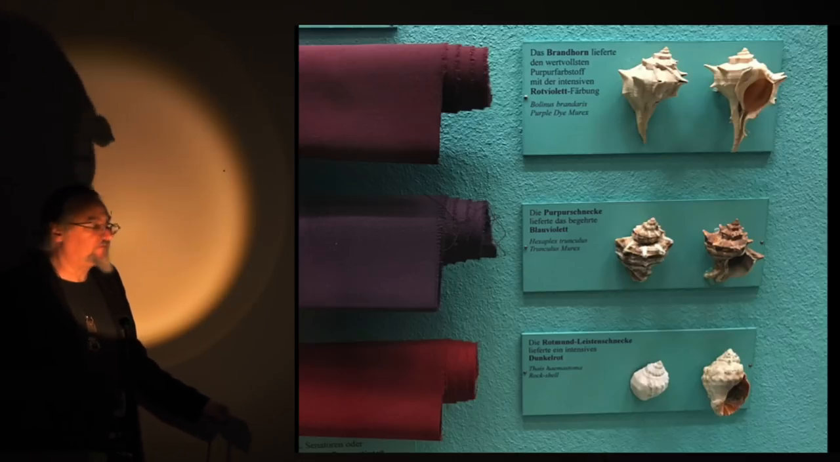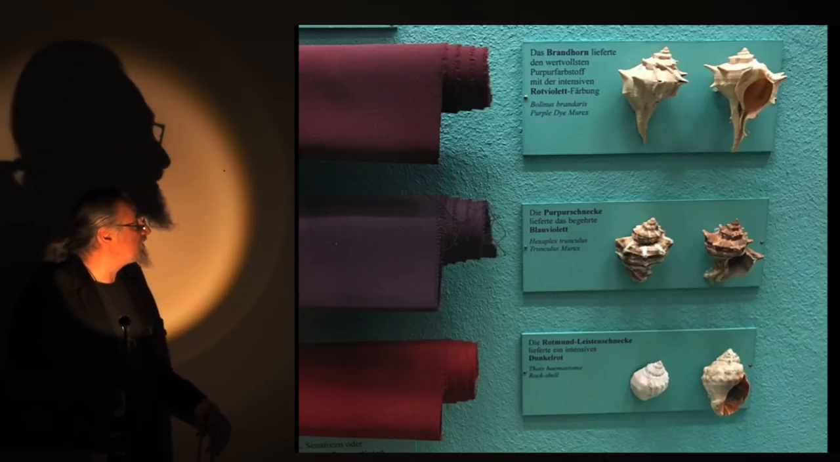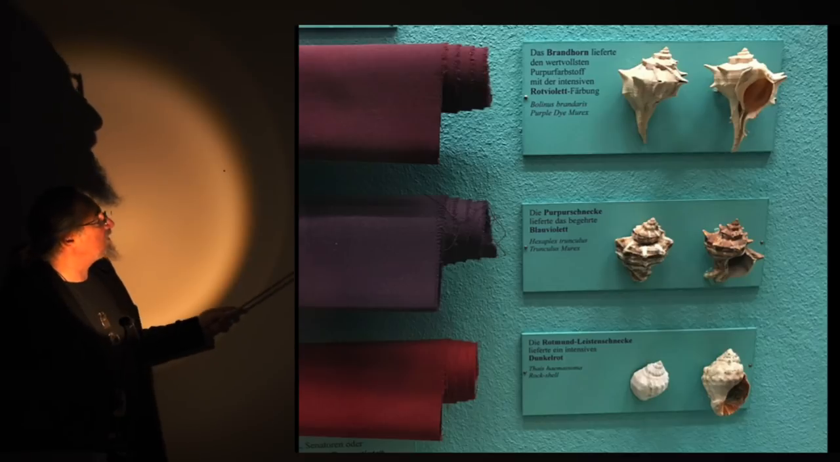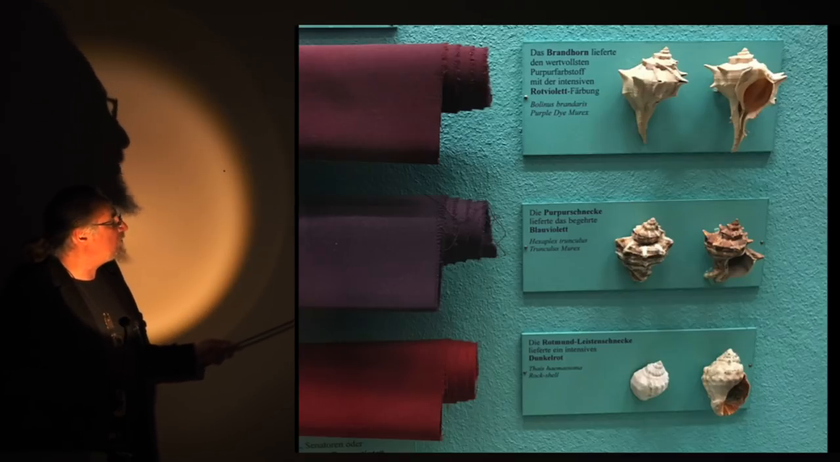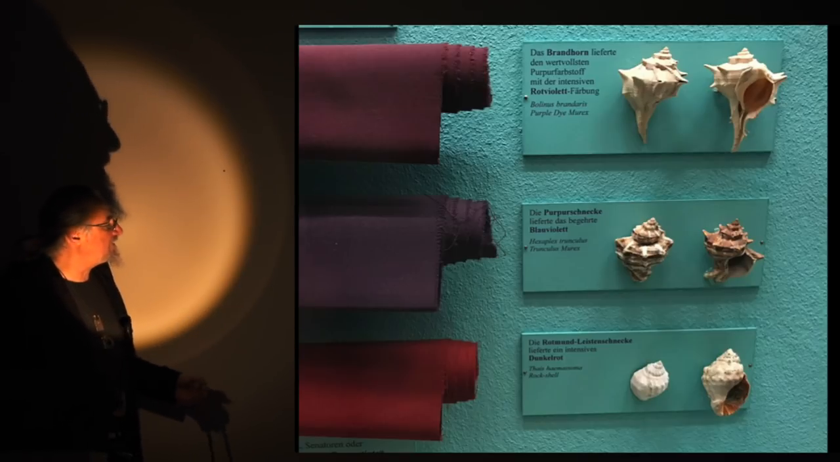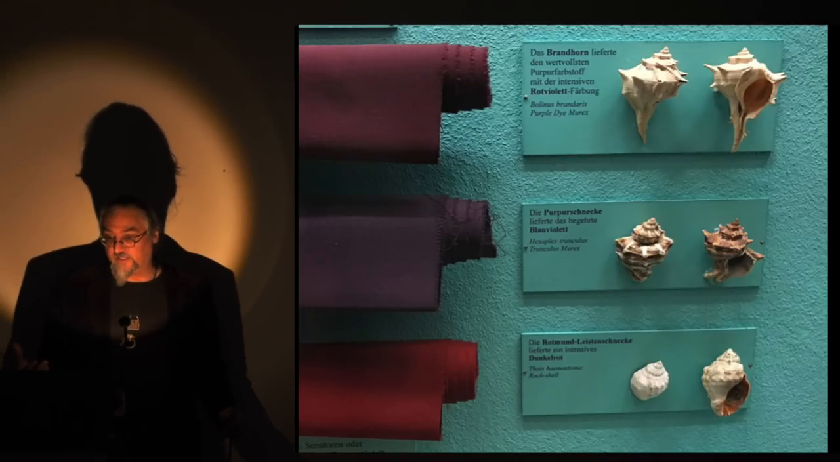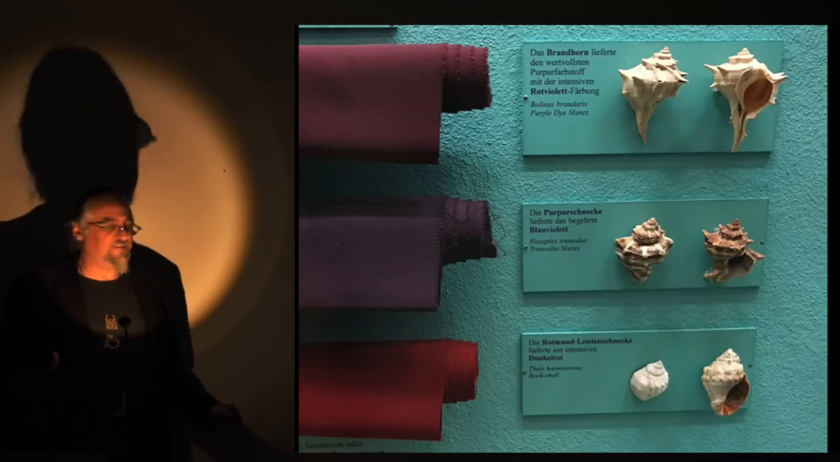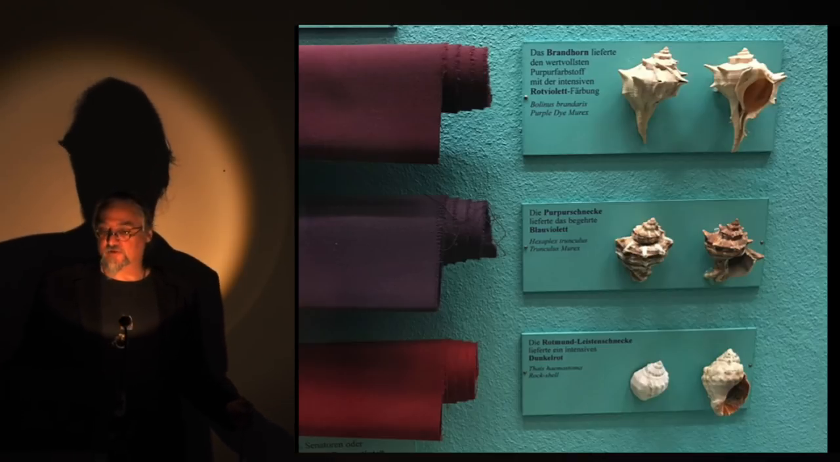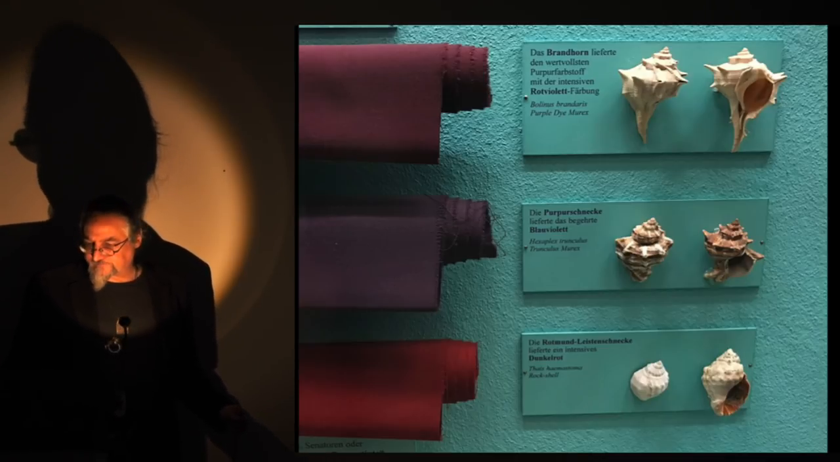It seems that in fact there were several shades of Tyrian purple, with the upper one being more in the magenta, the middle one being more in the violet, and the bottom one being more in the scarlet area of purple. But this is the famous Tyrian purple of royalty.